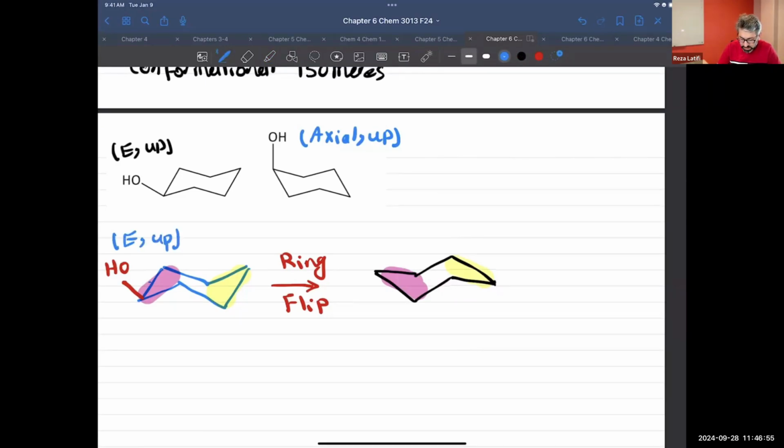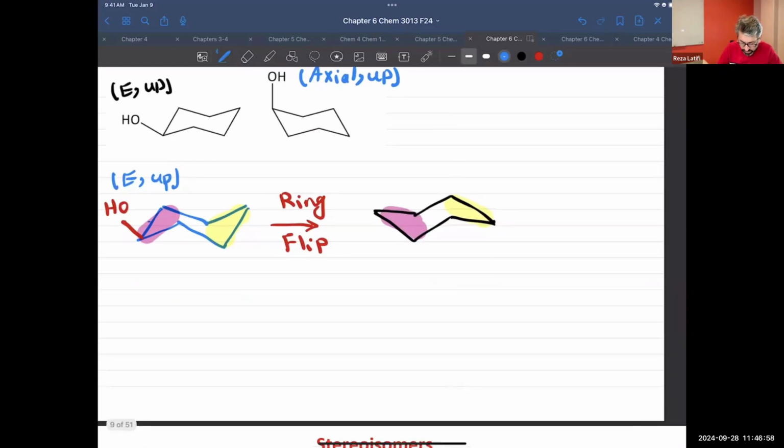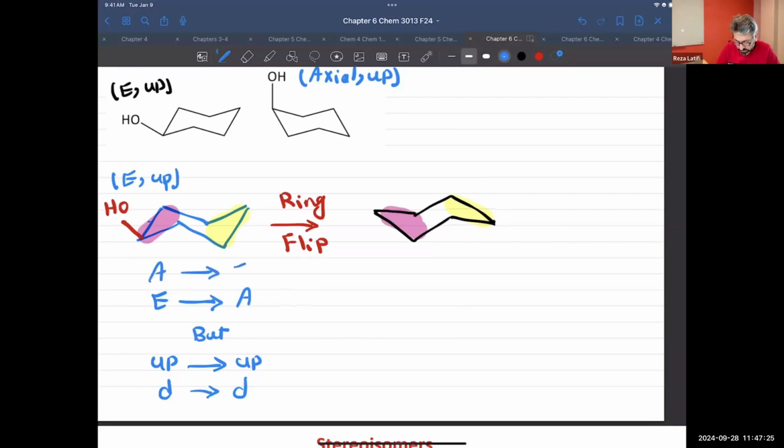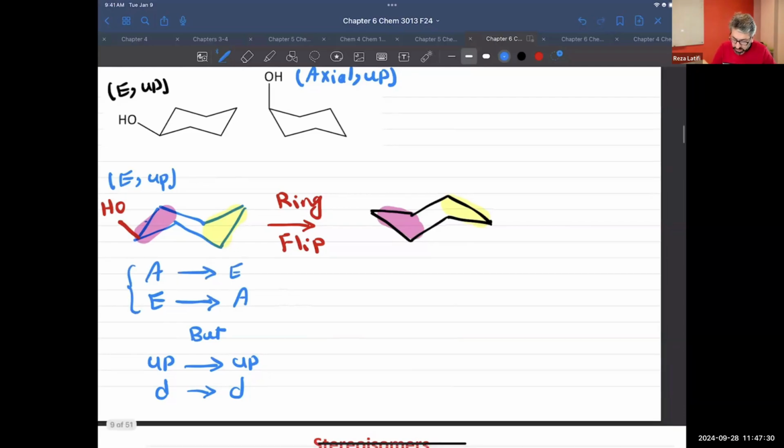Whenever we do a ring flip, equatorial turns to axial, but up stays up and down stays down. You're not going to change those. Also, equatorial turns to axial, or you can say axial will turn to equatorial. Those two things happen whenever you have a ring flip. I'm going to show the OH. I want it to be in axial position.